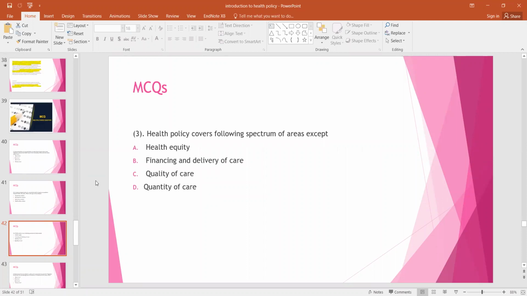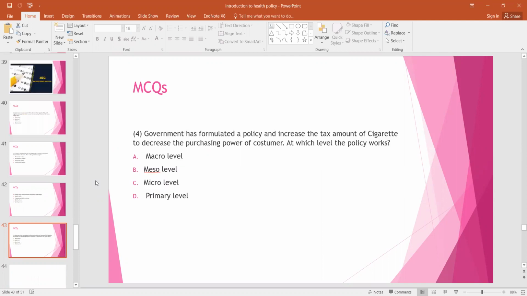Health policy covers the following spectrum of areas except: health equity, financing and delivery of care, quality of care, quantity of care. Quantity of care. D is the right answer, quantity of care.